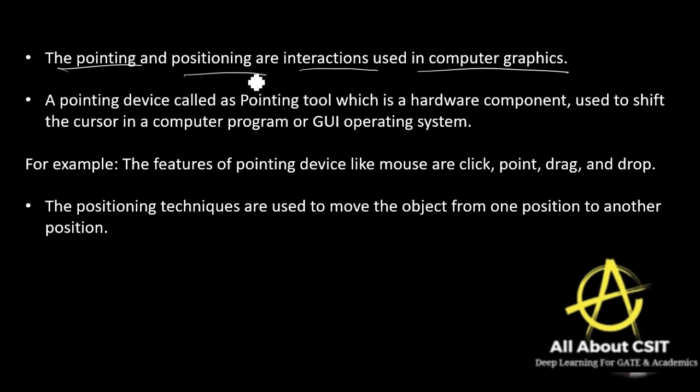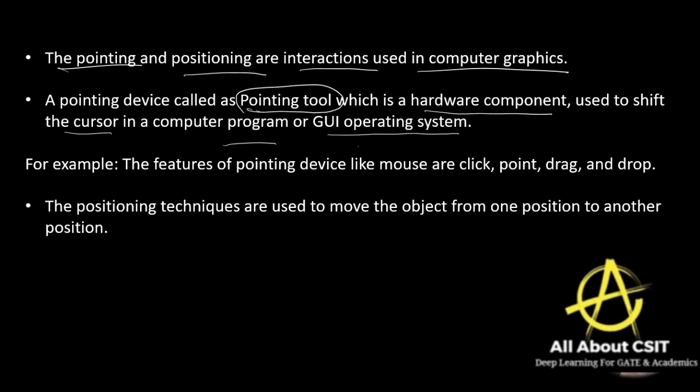If you talk about pointing devices, we also call them pointing tools. A pointing device is a hardware component used to shift the cursor in a computer program or graphical user interface operating system. The main thing here is that a pointing device is a hardware component. And what is the use of it? It shifts the cursor that you are seeing on the screen, moving the cursor with the help of the pointing device only, in a program or graphical user interface operating system.